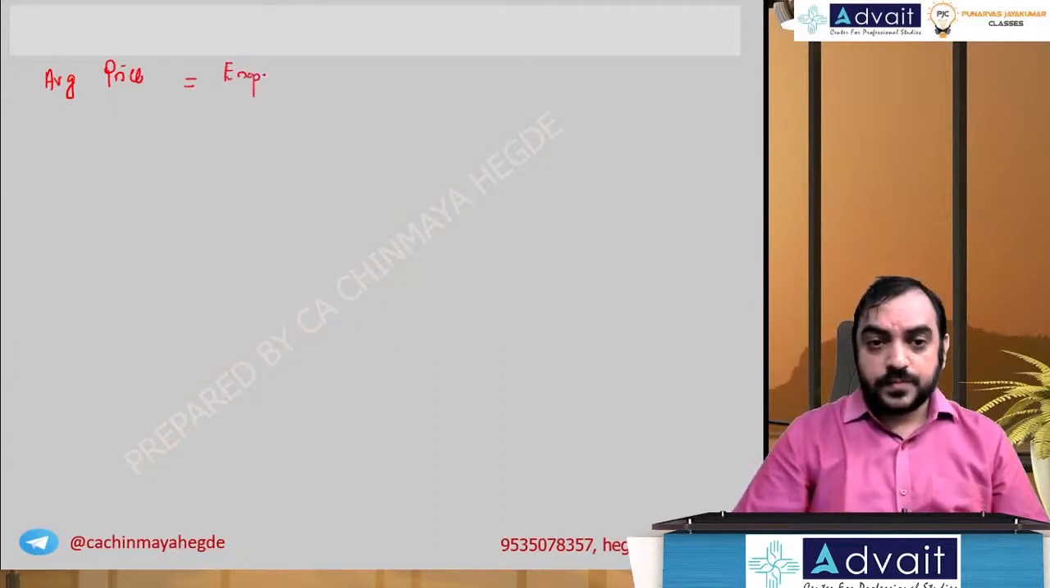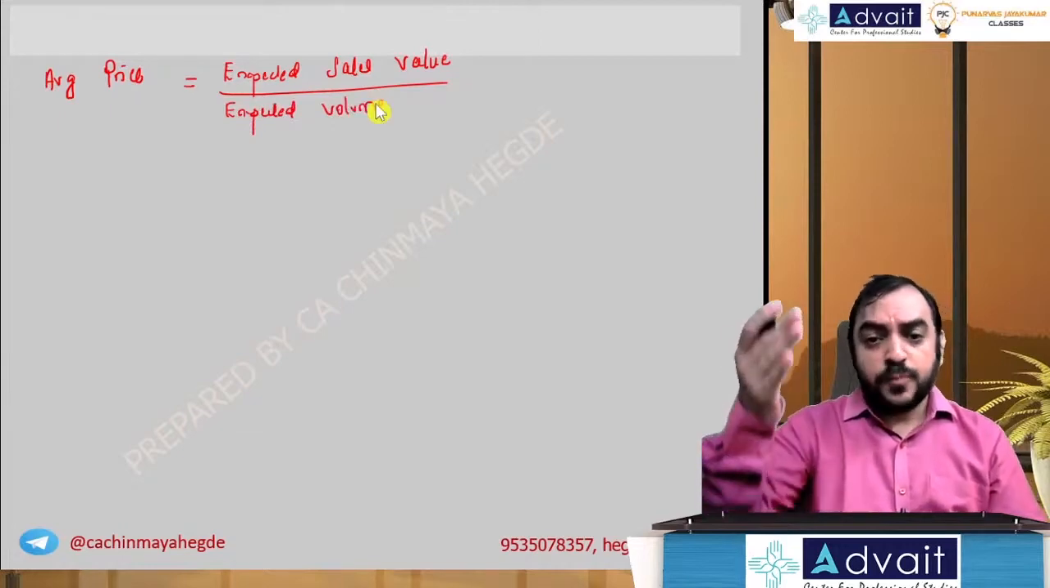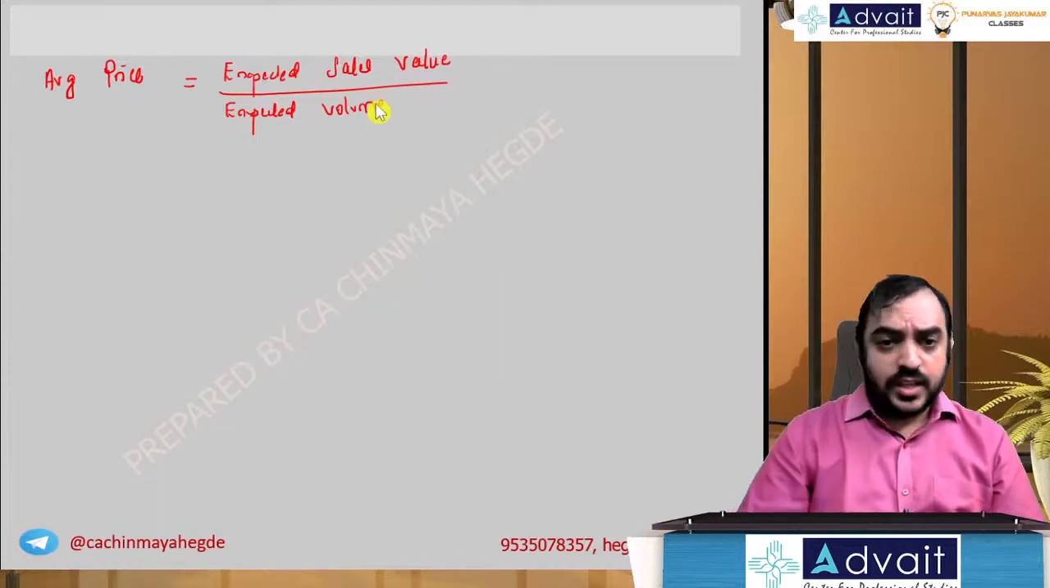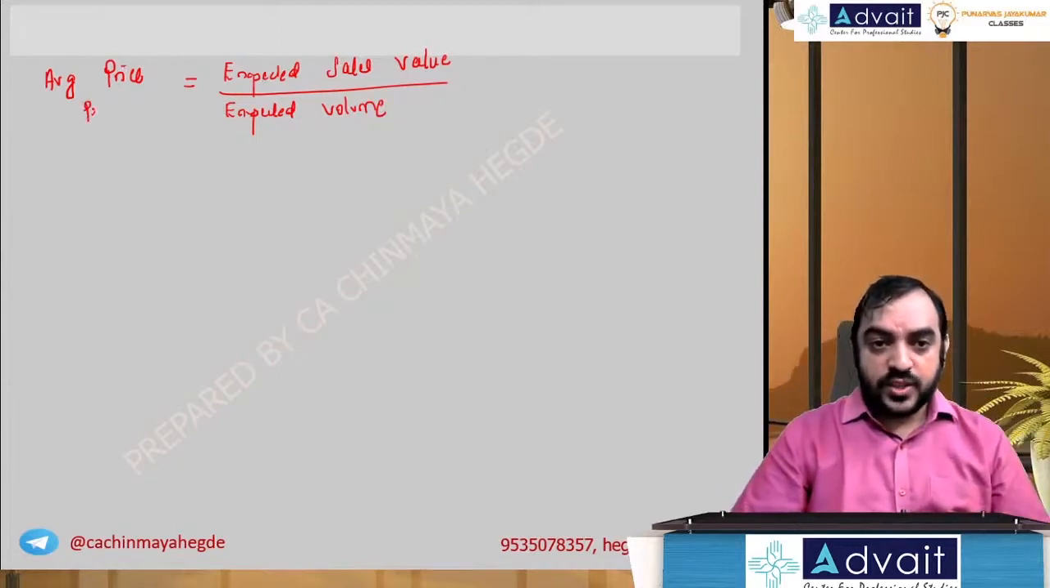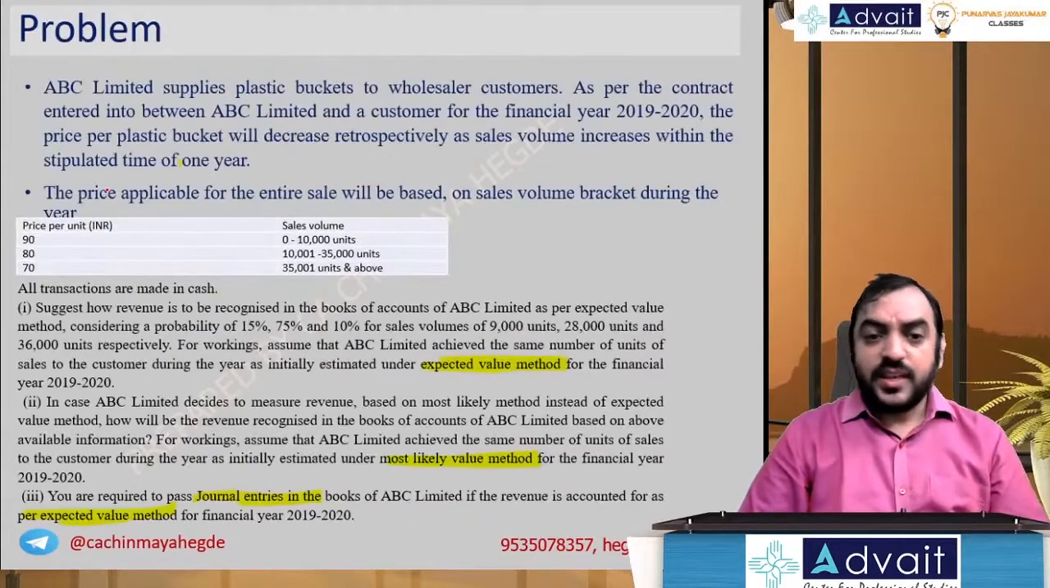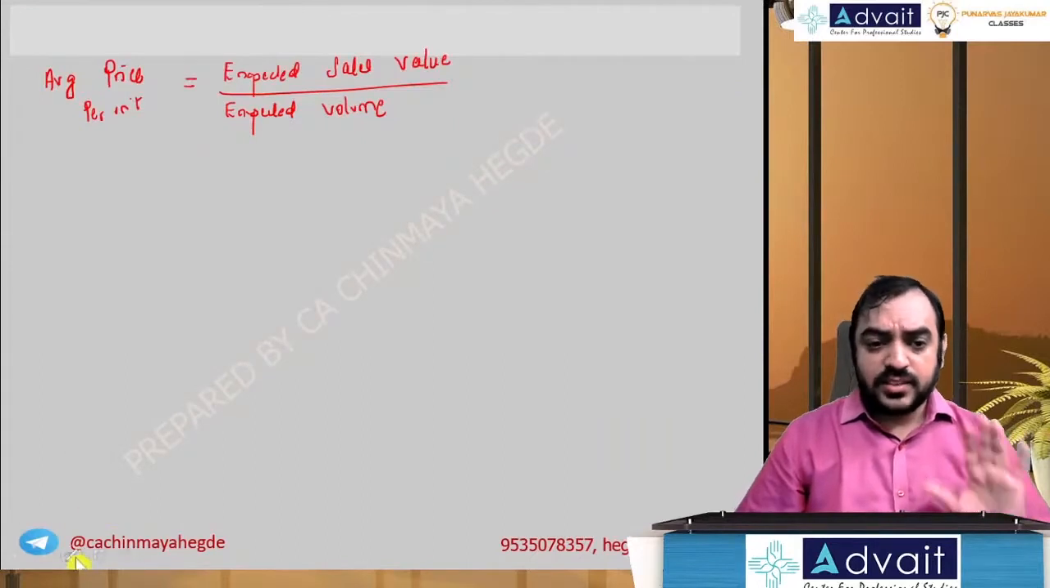Expected sales value, total sales value, divided by expected volume. Total sales value divided by expected volume, that is what you are going to get, average price per unit. I'm sure the solution is there, but still let me try to present it in a simpler manner. Same thing, only the presentation part is different.